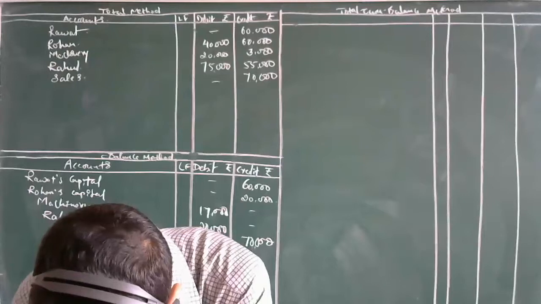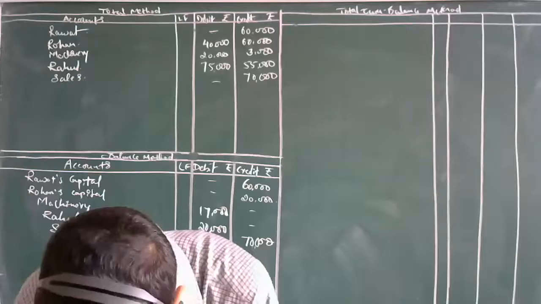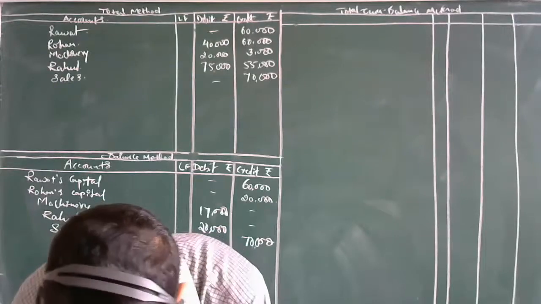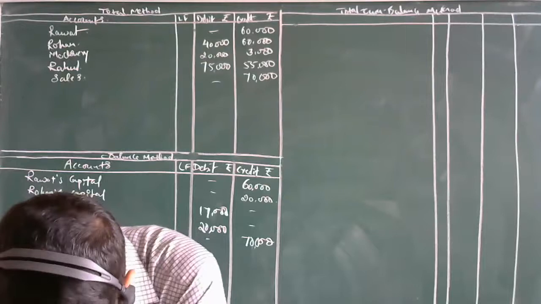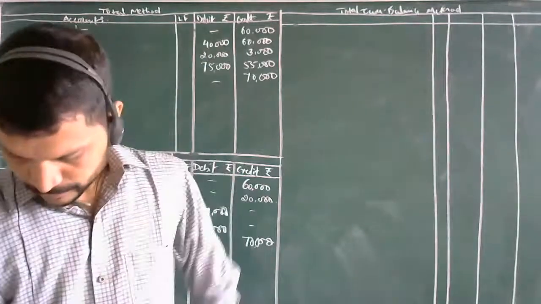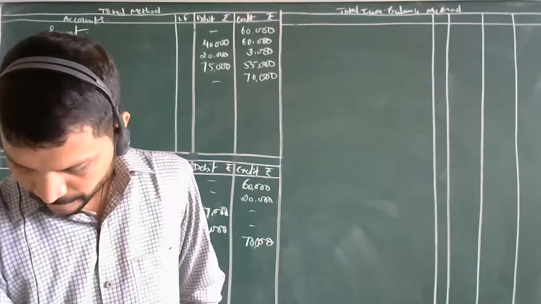Many other things are also there in the cash account. Check it out. See, in the balance method, almost 43,000 will be coming in the cash. Then calculate the remaining things.